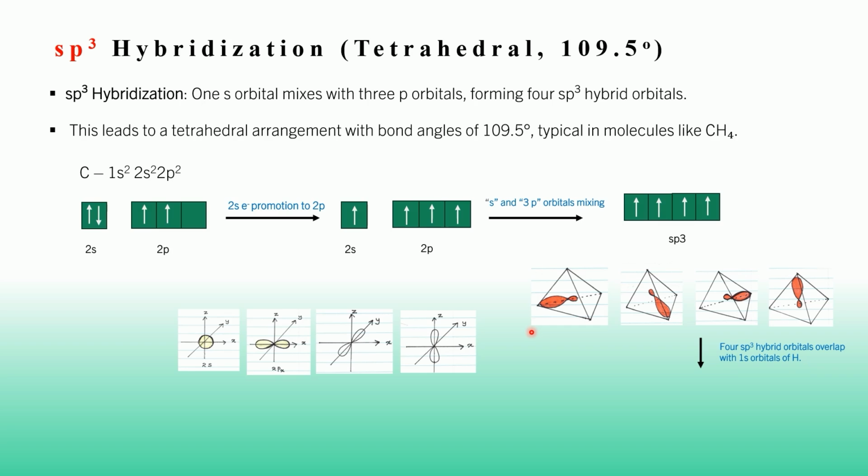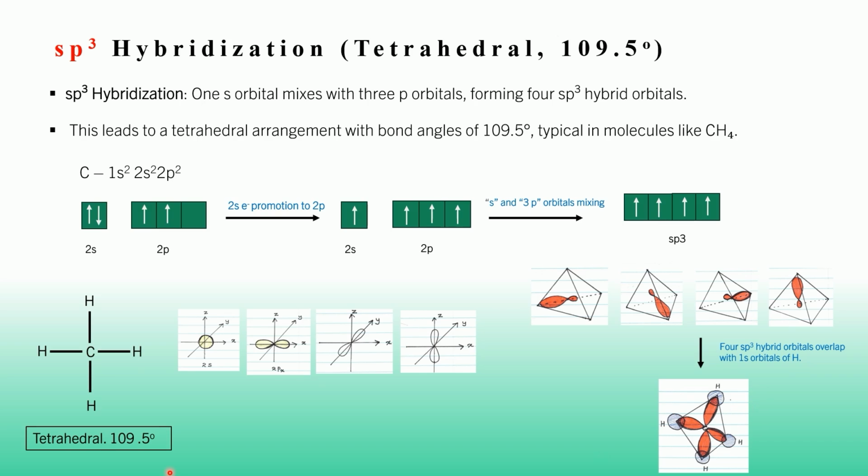The sp3 hybrid orbitals now overlap with hydrogen's 1s orbitals to form C-H bonds, 4 C-H bonds in methane, CH4. The tetrahedral bond angle is 109.5 degrees.